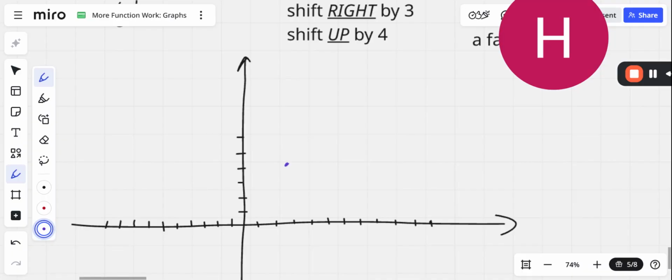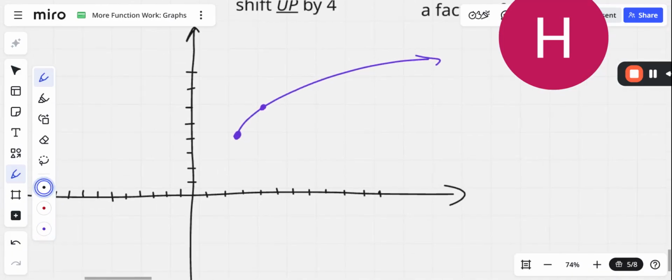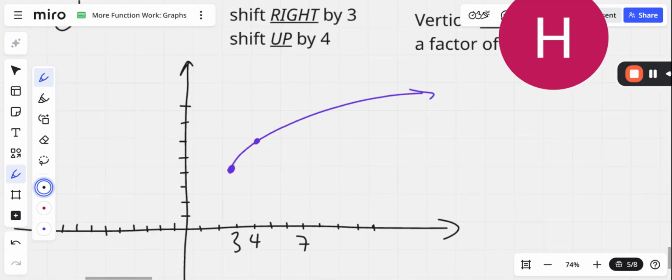If you want more points, of course, you can always plug in other points. So I plugged in 4 here. The next nice point to plug in would be 7. So let's try to plug in 7. G of 7, right? That's going to be 2 times the square root of 7 minus 3, which is 4. Well, the square root of 4 is 2, so this is basically just 2 times 2, 4, plus 4. So that's going to be at 8.